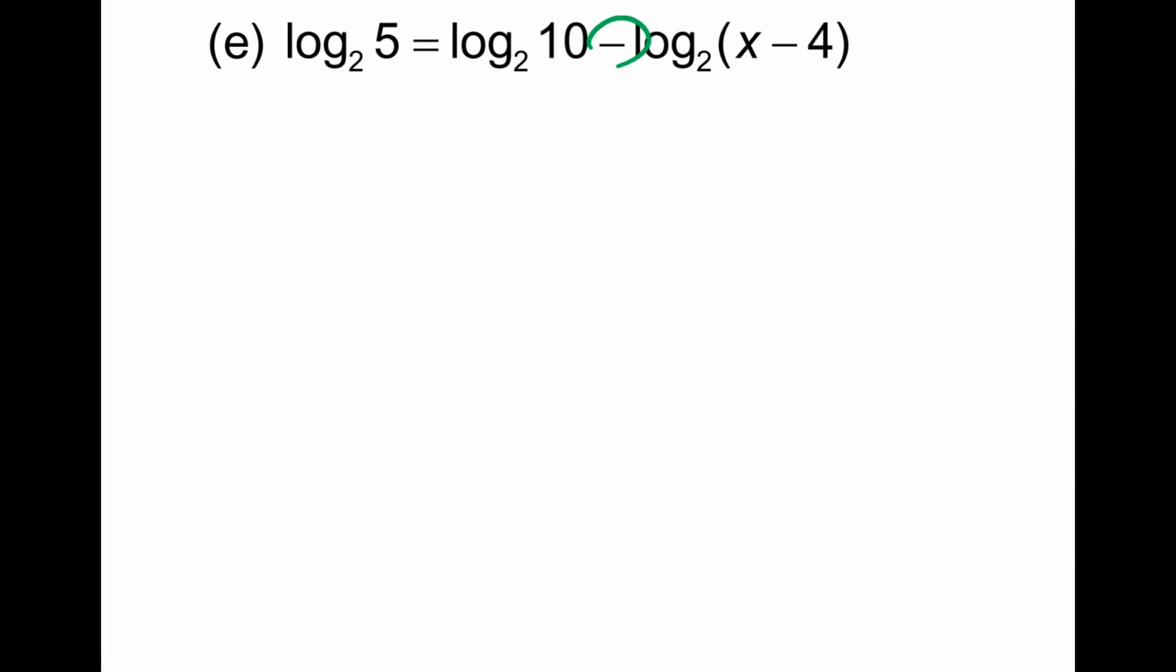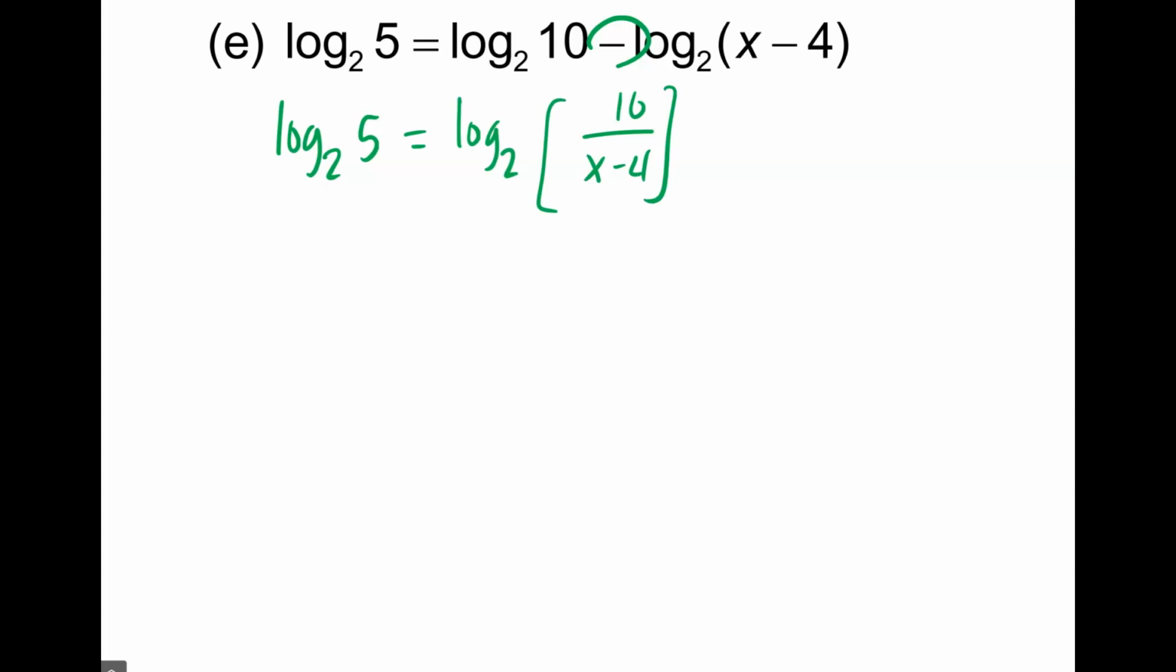What can I do? What's the rule, Tal? Yeah, log of something minus log of the same base of another thing. The right side is just going to be log base 2 of 10 over x minus 4. And since I have the same base, left and right, I can set the insides equal to each other. 5 is equal to 10 over x minus 4.